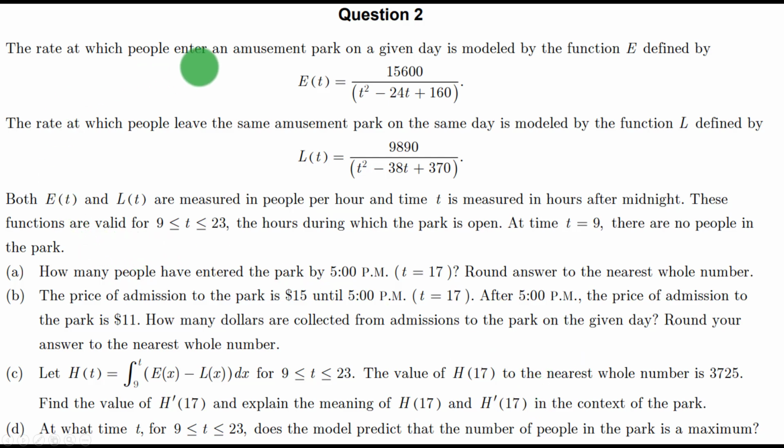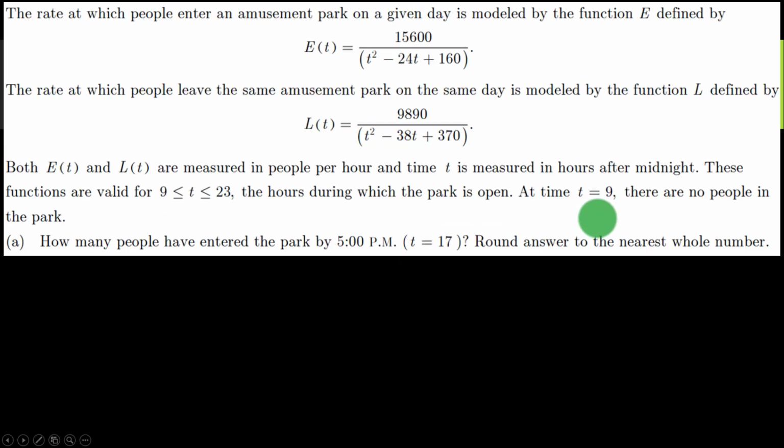So we have the rate at which people enter an amusement park on a given day is modeled by the function E. We got our rate in. The rate at which people leave the same amusement park on the same day is modeled by the function L. It's our rate out. Both E and L are measured in people per hour, and time T is measured in hours after midnight. These functions are valid for 9 to 23, the hours during which the park is open. At time 9, there are no people in the park, which makes sense, and it is an initial condition.